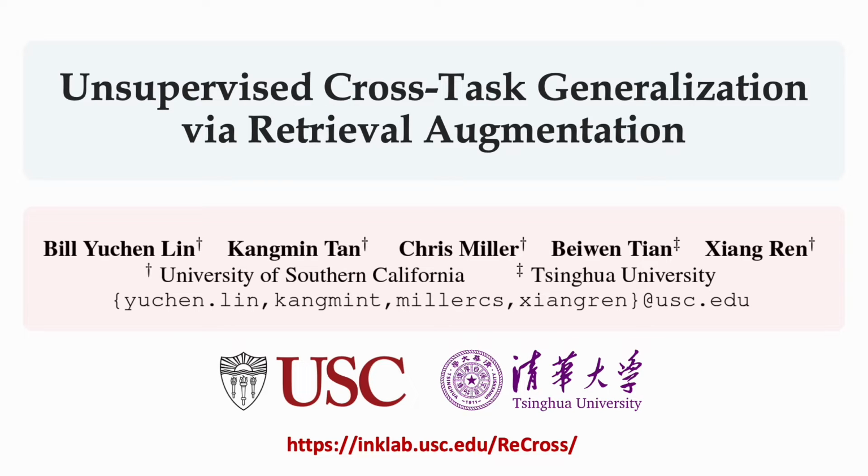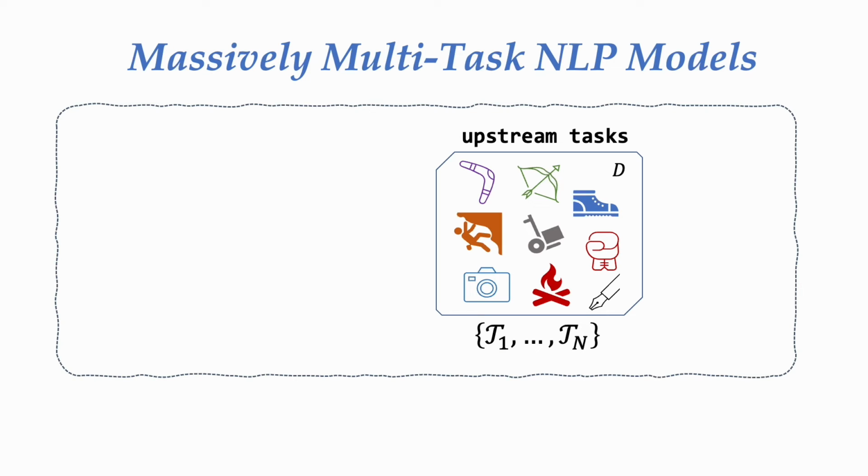And we are going to introduce our work on unsupervised cross-task generalization via retrieval augmentation. Recent studies show that it's very promising to train a massively multitask NLP model based on transformer language models. The general recipe for training such a model is to first create a mixture dataset of various diverse upstream tasks which share the unified sequence-to-sequence format.